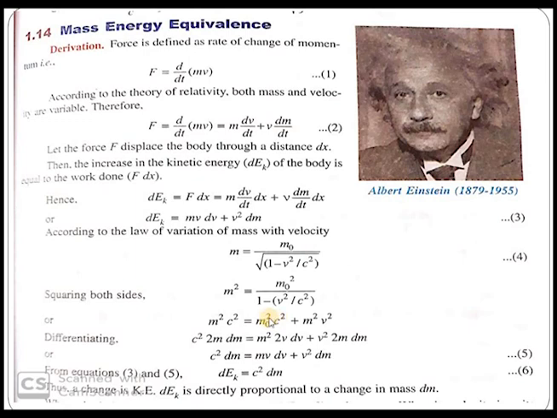That means both m0 square and c square are constant. So differentiating this constant will give you a 0. And these are all varying quantities: m is not constant, v is not constant. Both vary, so I'll have to differentiate both these quantities by applying the product rule.